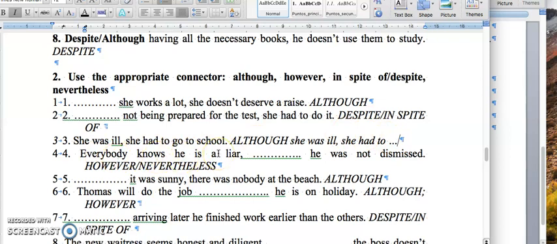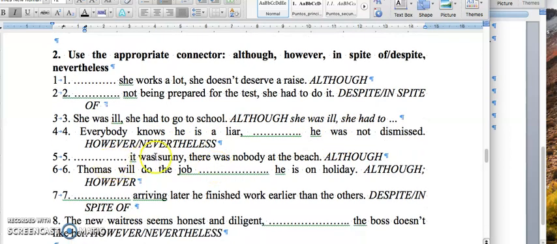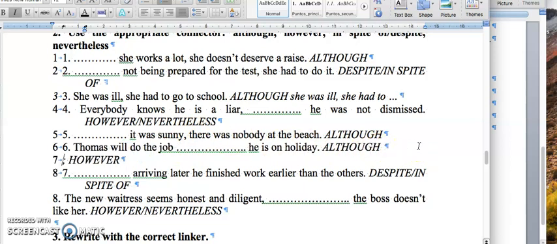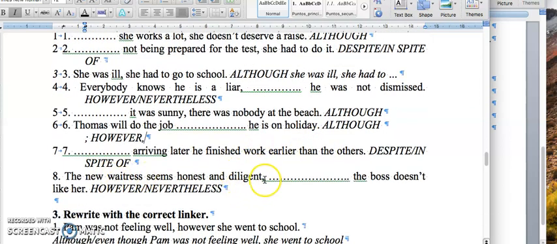Everybody knows he's a liar, comma, however, nevertheless, he's not dismissed. Beginning of a sentence, so: although it was sunny, there was nobody at the beach. Thomas will do the job, no punctuation, although, or you could say, however, comma, he is on holiday. Despite arriving, ing, later, he finished work earlier than the others. Here we have a comma, so: the new waitress seems honest and intelligent, however, the boss doesn't like her.